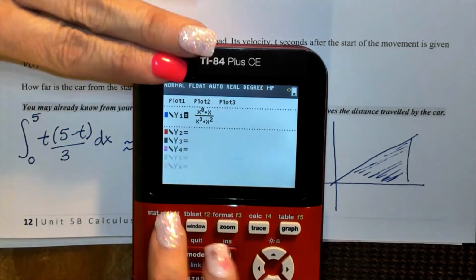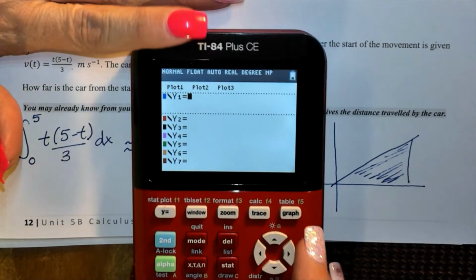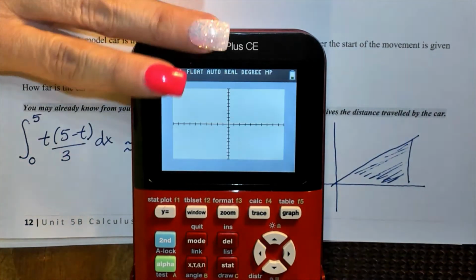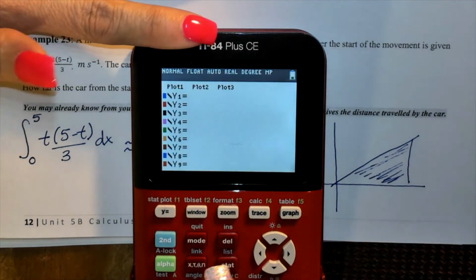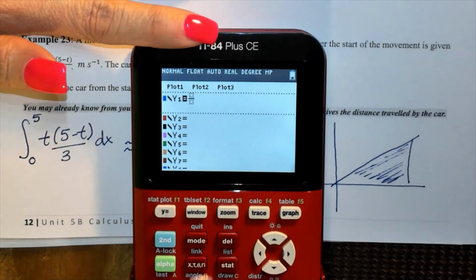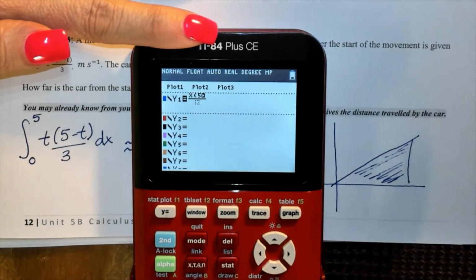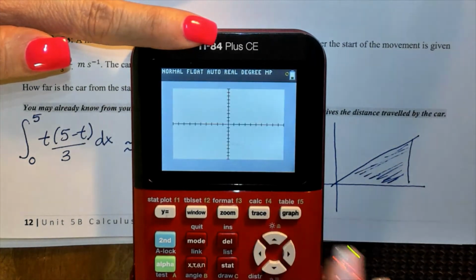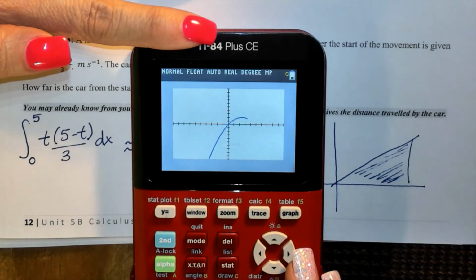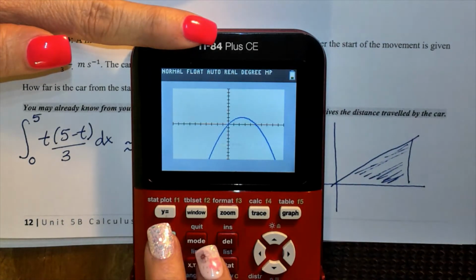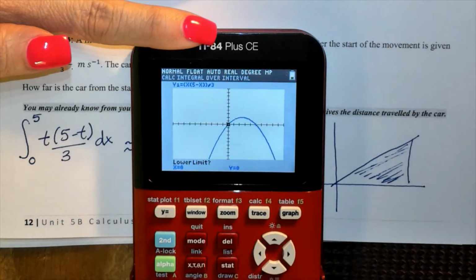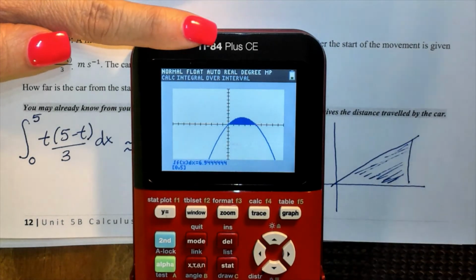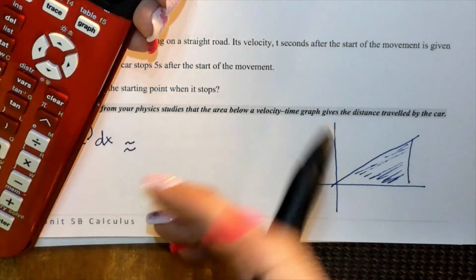Okay, well, calculator, clear it out. Because we've been messing with the window, I'm going to do Zoom 6, and that takes everything back to normal. So now I go to alpha y equals, and I enter x times (5 minus x) over 3, and I graph it. I'm going to do second calculate, number 7, and go from 0 to 5. And there it is. It's approximately 6.94.